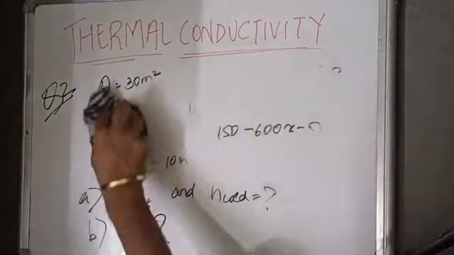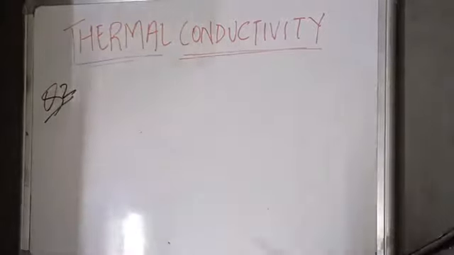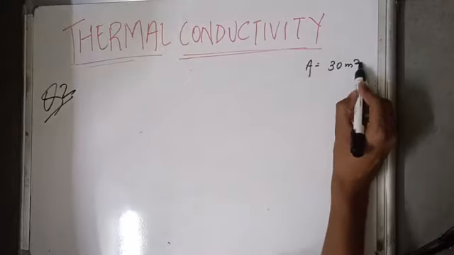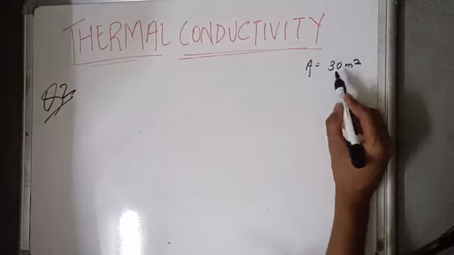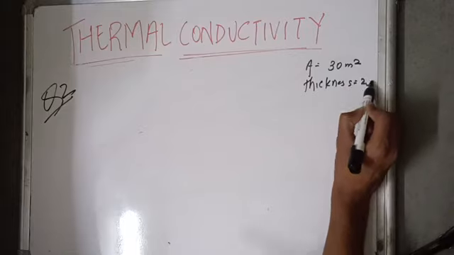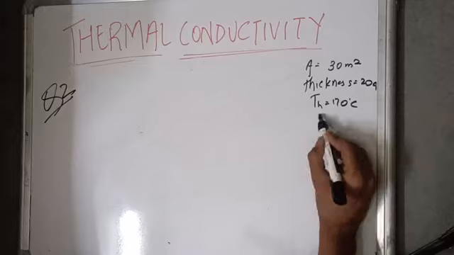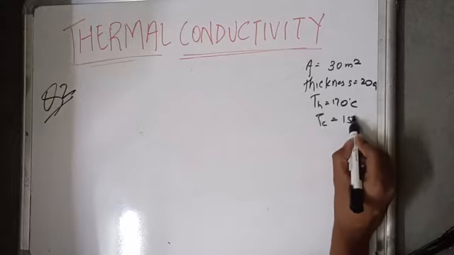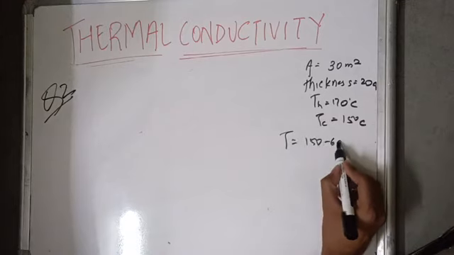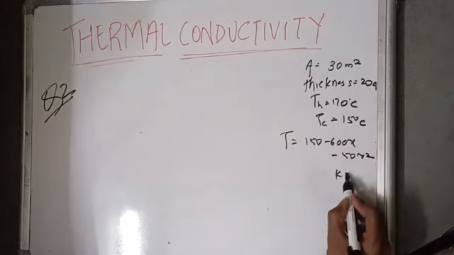First we will write the given data on the side, so we can solve the question in the remaining space. We have got the area as 30 meter square. Thickness we got 20 centimeter. Hot fluid temperature 170. Cold fluid temperature we got 15. Temperature distribution, which is important, and thermal conductivity we got.